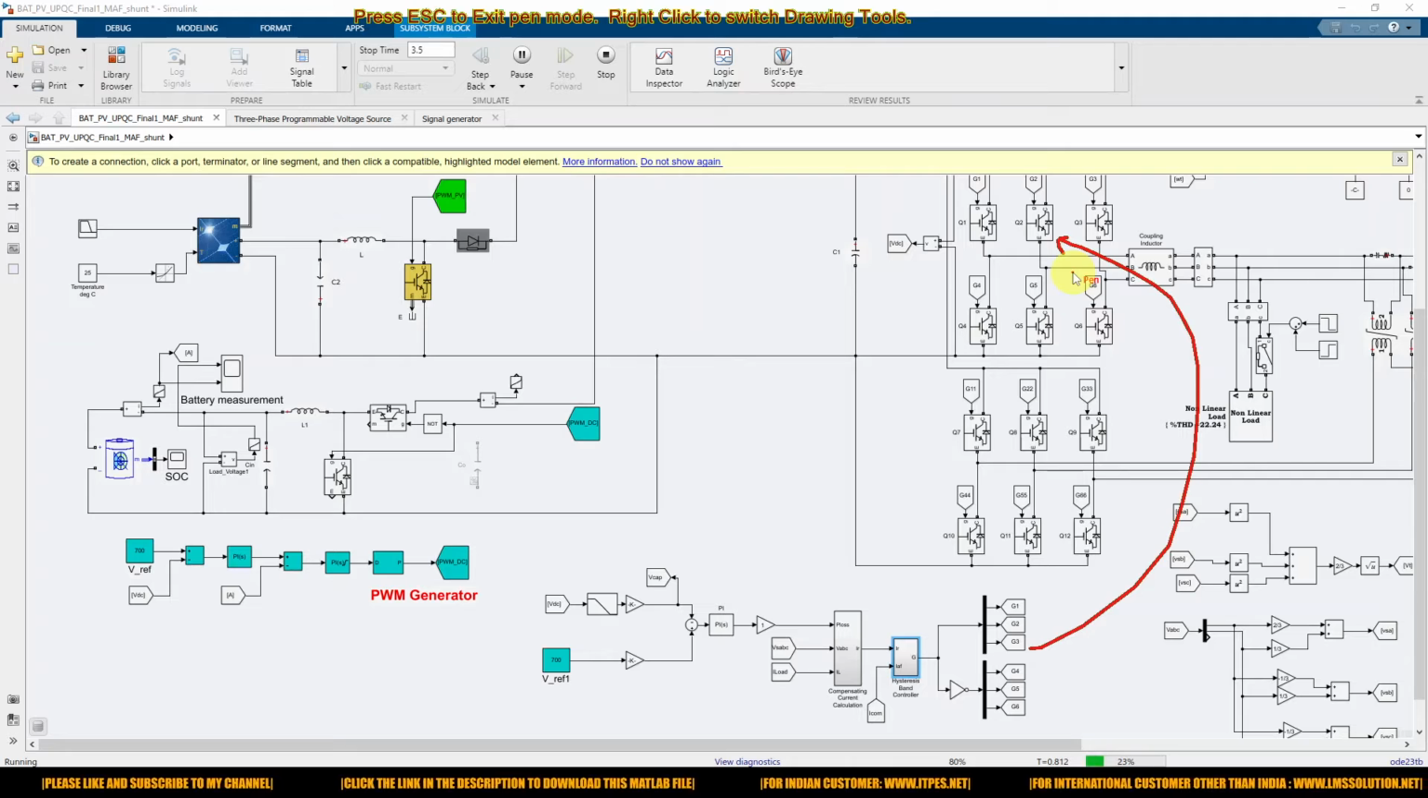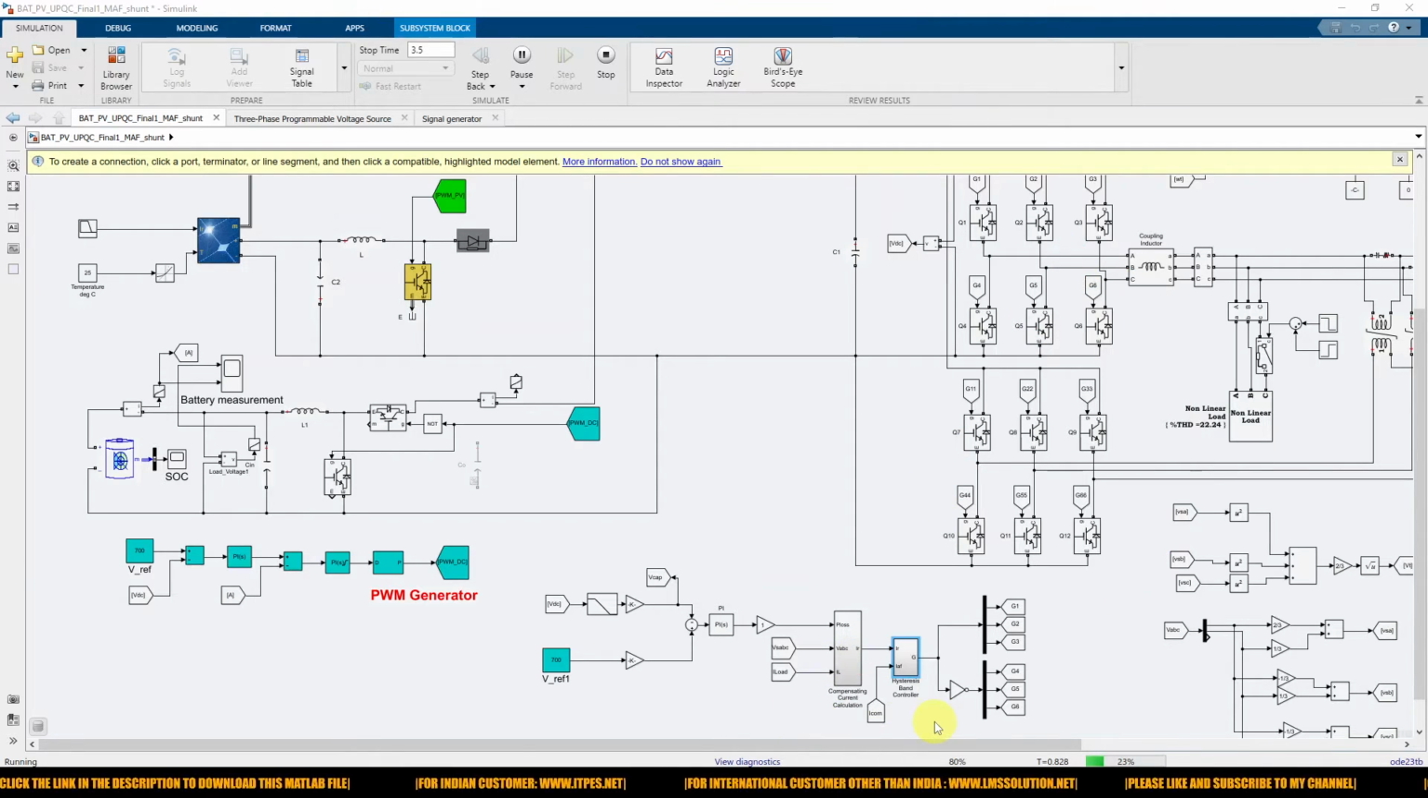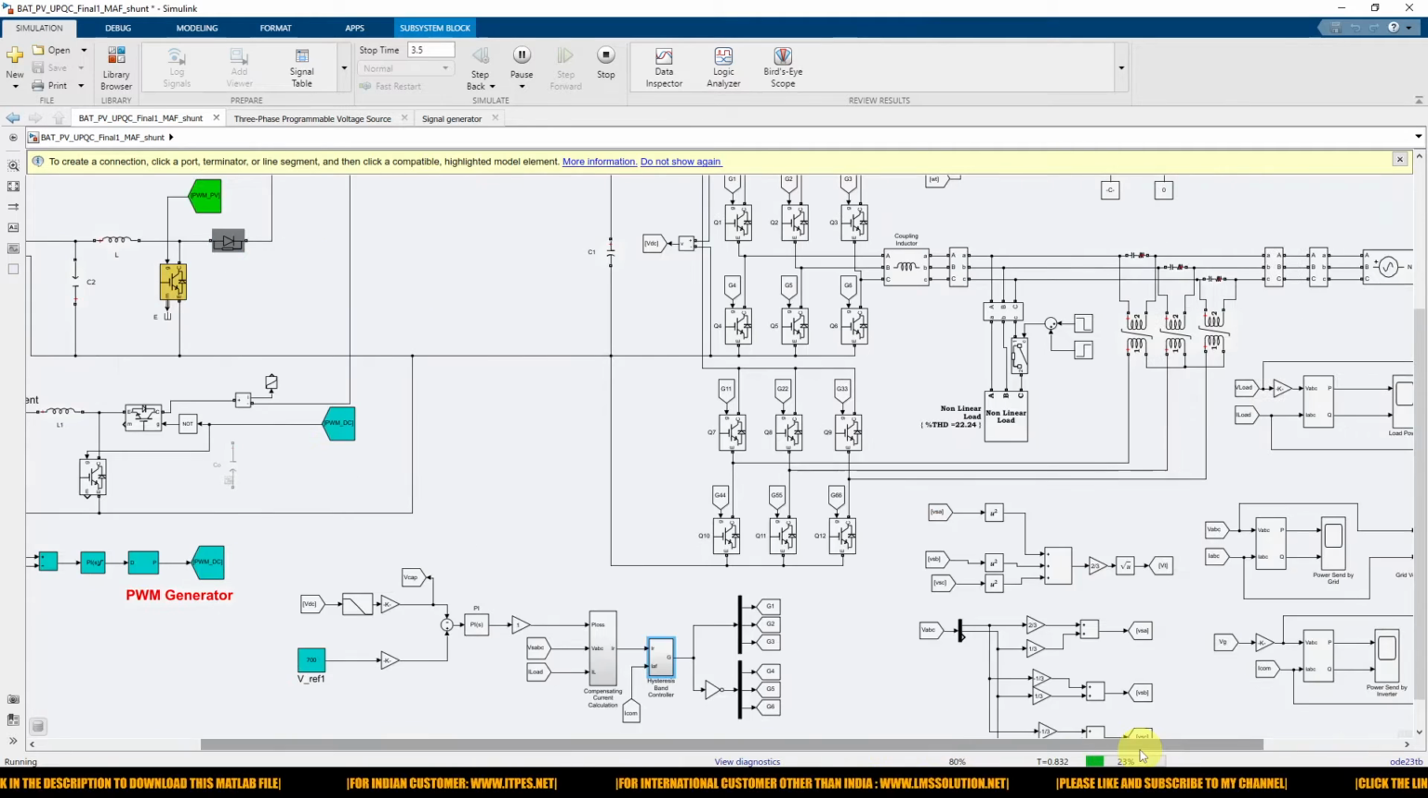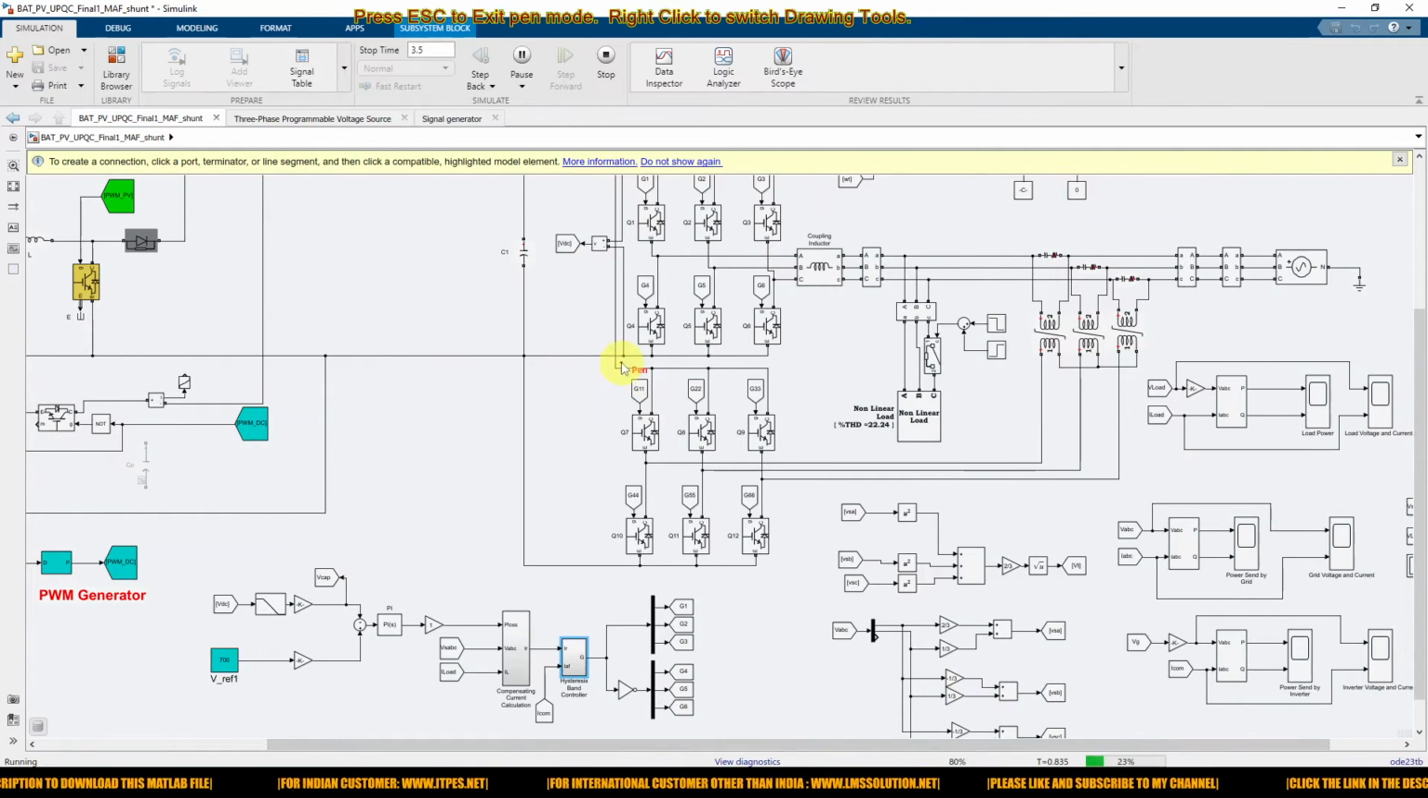That means harmonic current in the source can be mitigated by means of this active filter. For that purpose only we are using that PQ control concept. So next we move on to the series active filter or series converter.